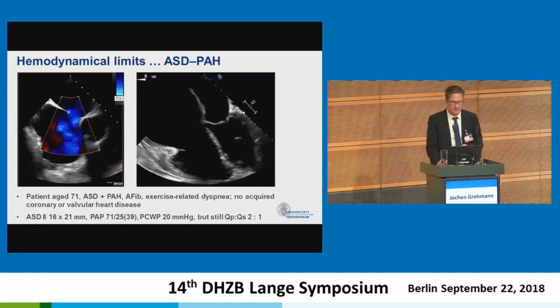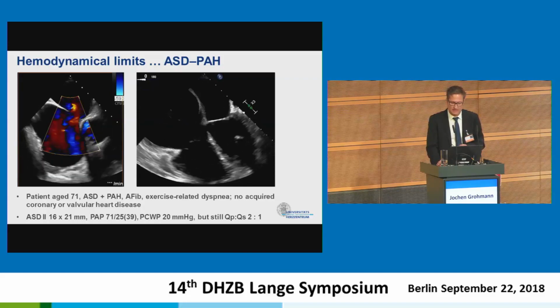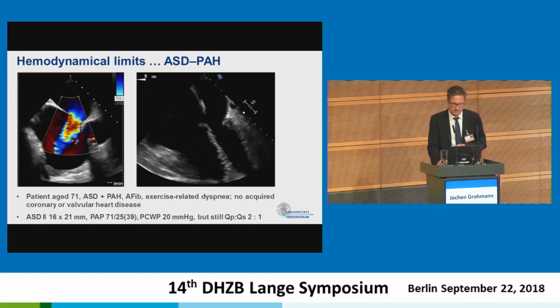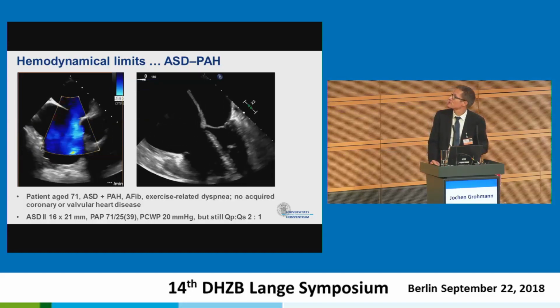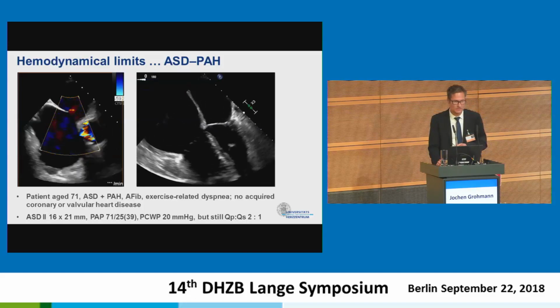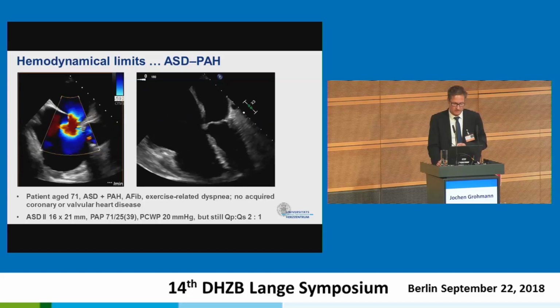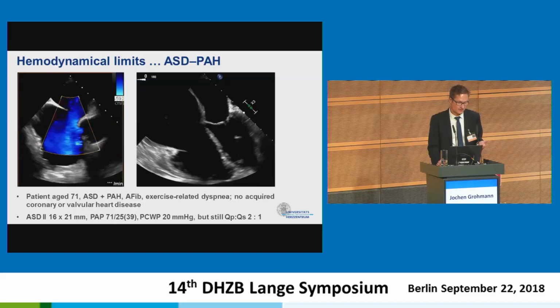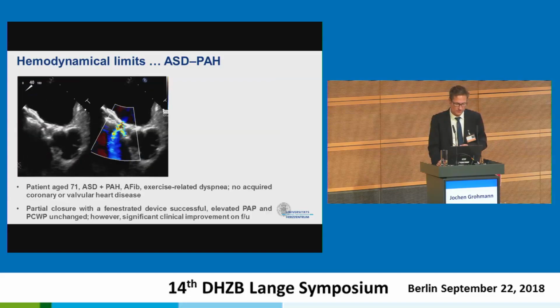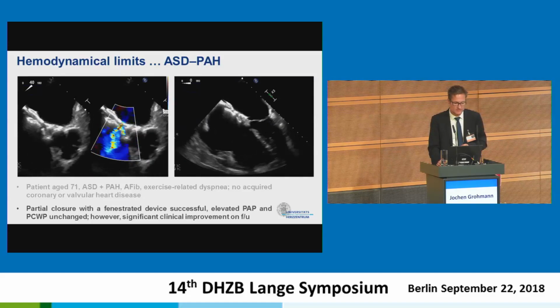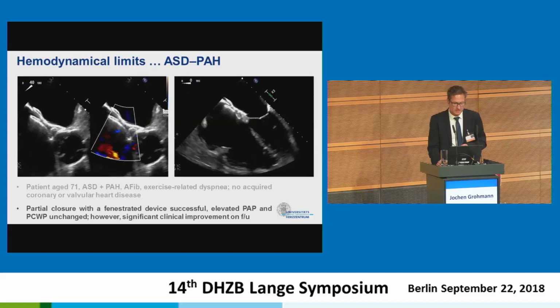And he had severe exercise-related dyspnea and no other acquired coronary or valvular heart disease. You see that the right atrium is quite dilated and ventricular performance maybe not that good. And Qp:Qs was still more than 1.5 to 2 to 1. So in this case, we decided to implant such a fenestrated device, which was well tolerated during the intervention.